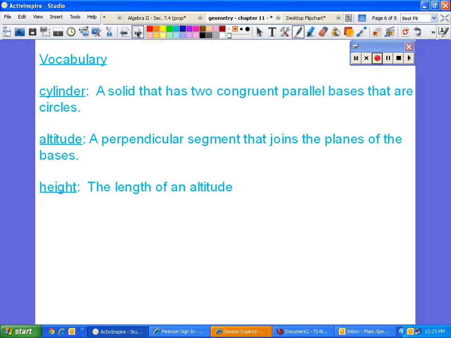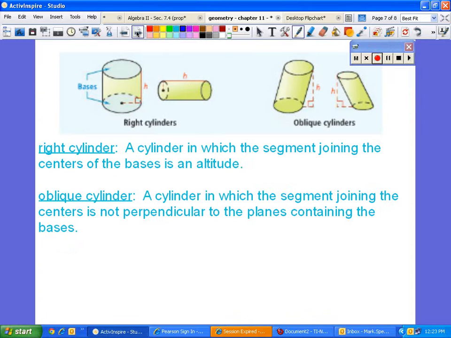Time permitting, I want to get to how to find the lateral and surface area. Time permitting, I'll go back and let you copy down the vocabulary. Otherwise, you can look it up in the book or wait till Monday. You don't have to write this down. I just want to touch on it.